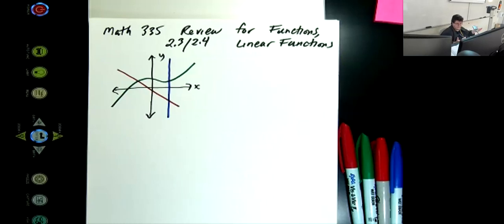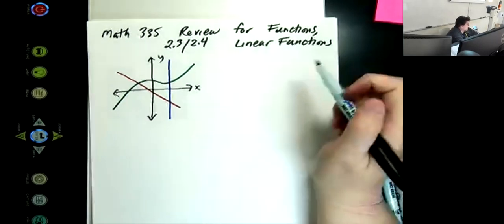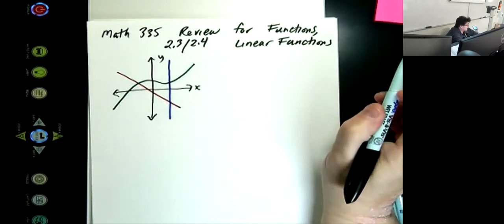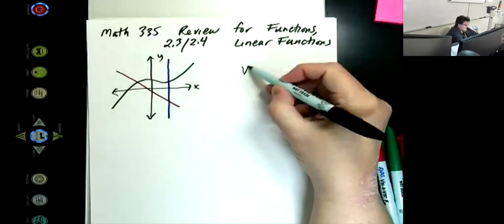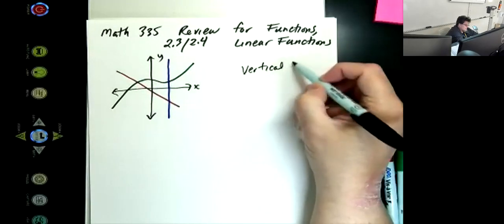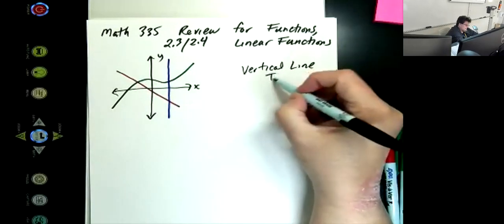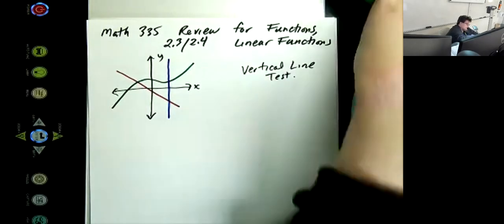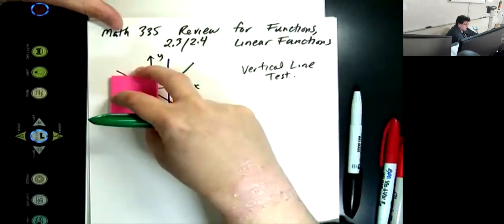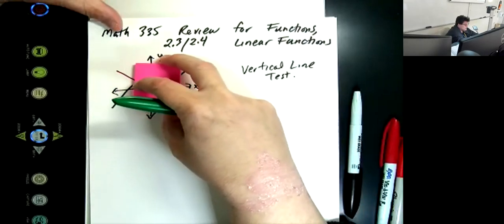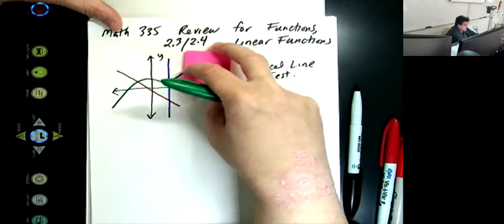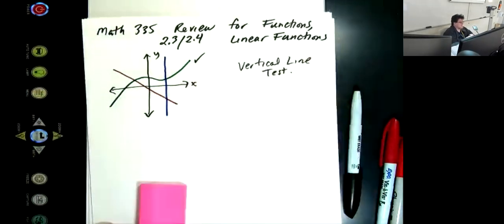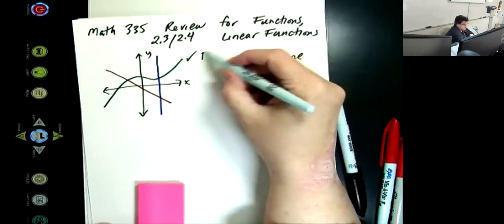How can we tell what makes a function a function when we're looking at the graph? It's called the vertical line test. So let's do a vertical line test for each graph. If I follow along the green line, it can only cross my vertical line once, and for the vertical line test, the green line passes. So this will be a function.